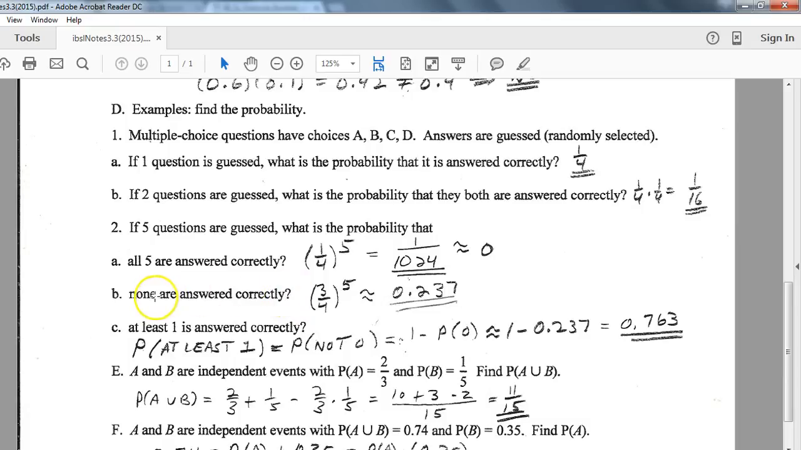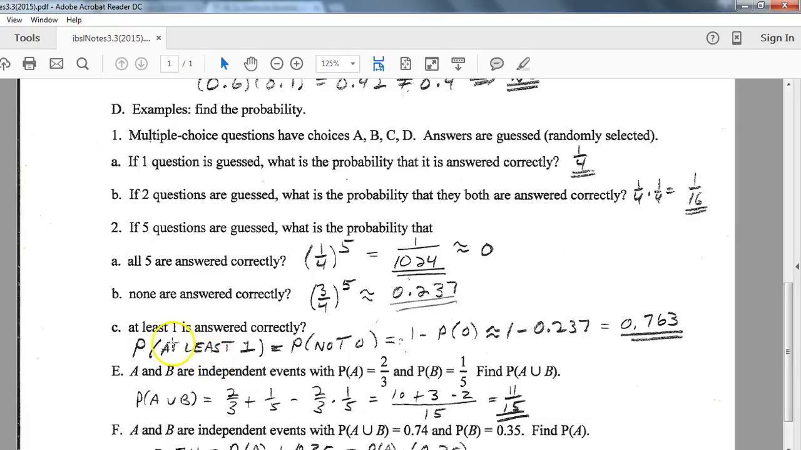On this one here, if we said getting none of the answers correct, well, look at the probability right here. If the probability of getting something correct is 1/4, the probability of getting it incorrect would be 3/4. And so we're saying that on the first question, there's a 3/4 chance that I do not answer it correctly. On the second question, there's a 3/4 chance that I don't answer it correctly. So if we did that for all 5 questions, this is the probability of that happening.